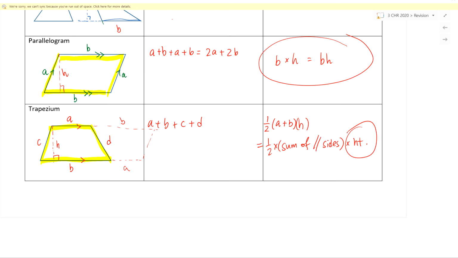Any questions? So once you have chosen this as the base, for the perpendicular height, you go opposite at any point you like, drop a perpendicular line off, that is our perpendicular height.